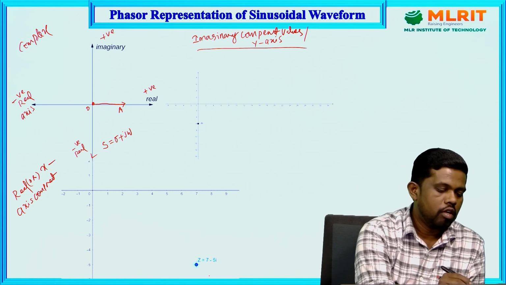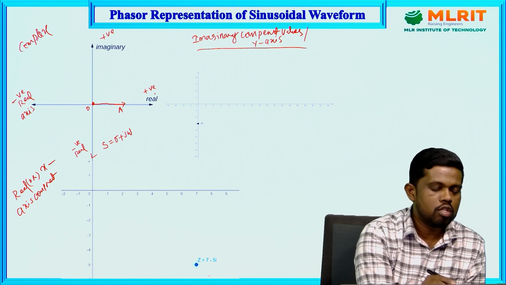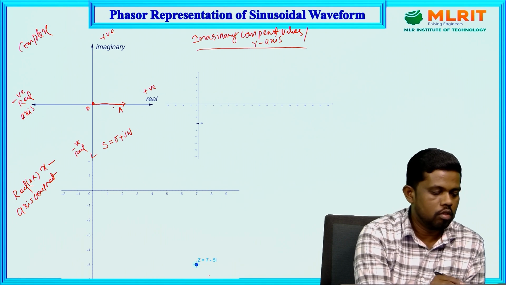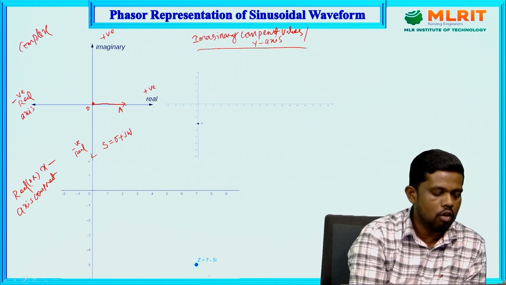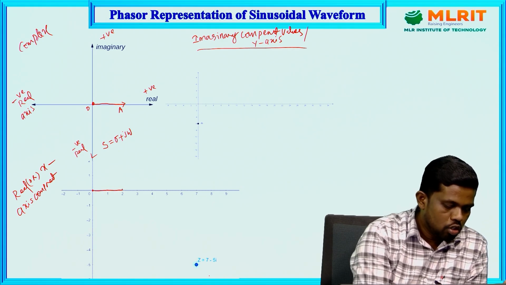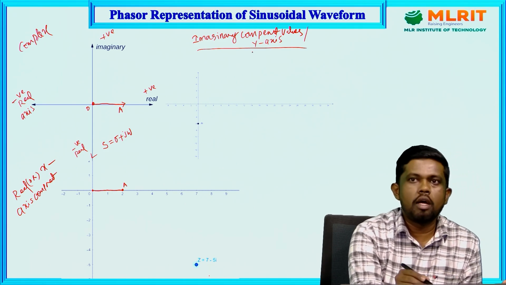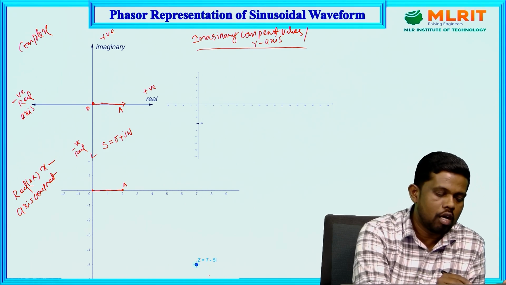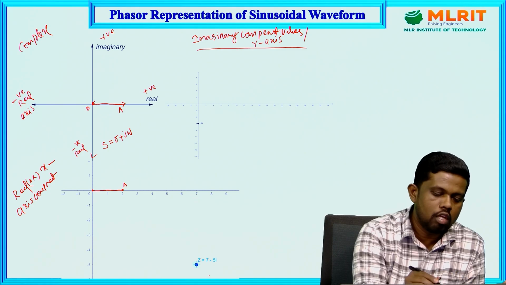So first we need to consider the first instant. So this is a vector OA. In this instant there is only a real axis component value, so we need to project the real axis component value here. This is the instant A. In this instant there is no imaginary axis value, so we need to project the same value in the imaginary plane. This is the point A.